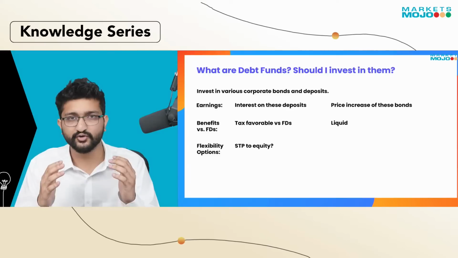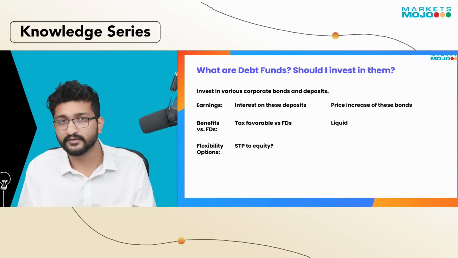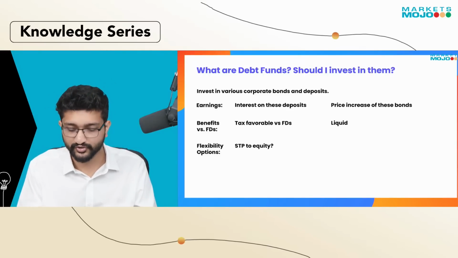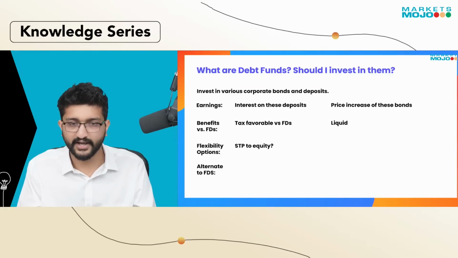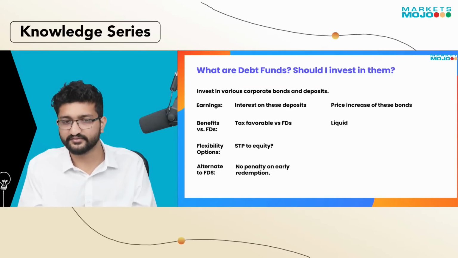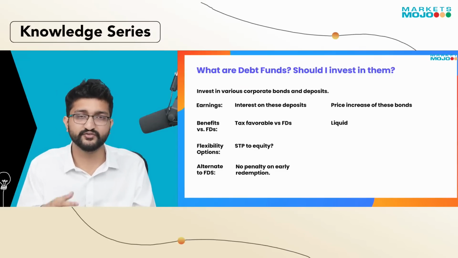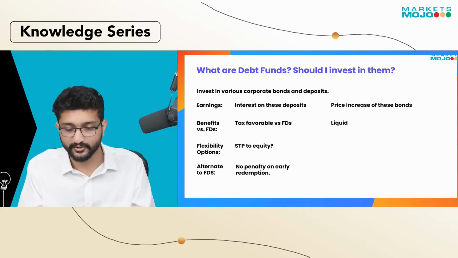You can actually reduce the amount of equity if you don't think the market will do well, or increase the amount of equity if you're bullish on the market. And I think it's the best alternative when it comes to FDs, as I said. There's no penalty on early redemption. You can redeem anytime. Some of the debt funds you can redeem very ASAP. But when it comes to FDs, you have to pay a particular penalty.